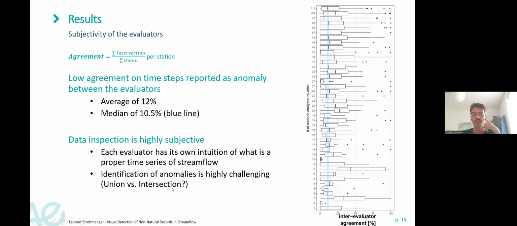Also, since the inter-evaluator agreement was really low, we couldn't use the intersection of anomalies, because we wouldn't remove nearly anything from the time series and no anomaly would be removed. So we chose to remove the union of anomalies from our time series.